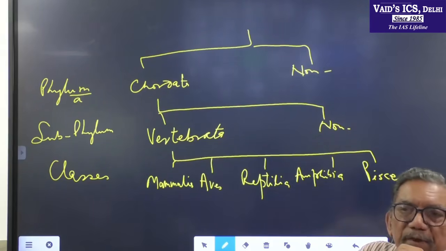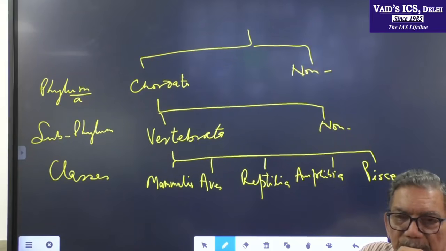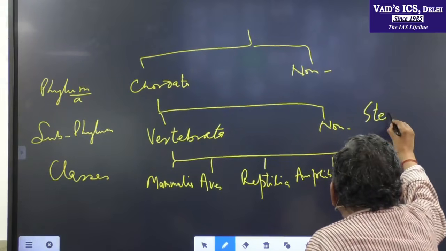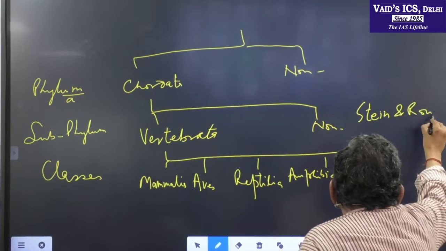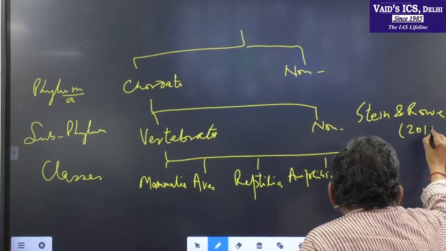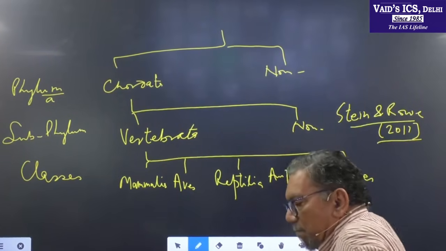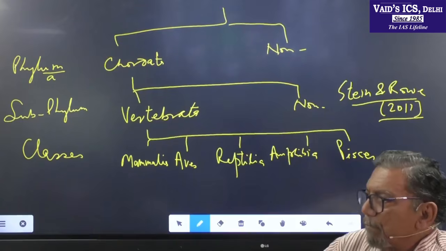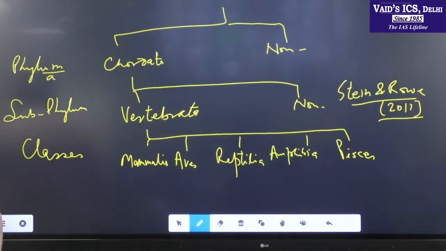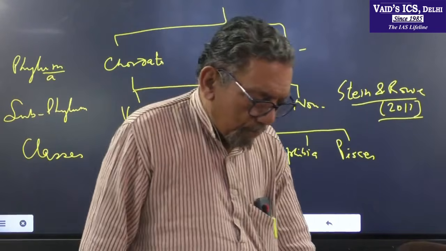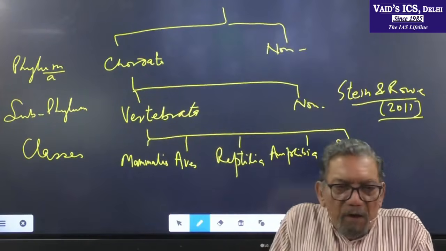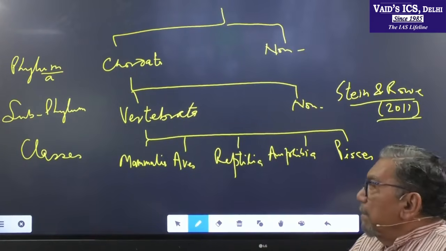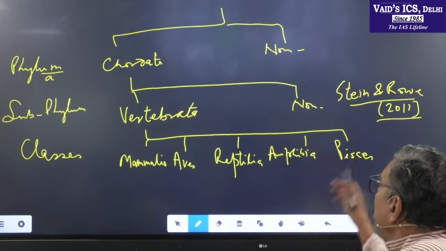And mammals have several orders. According to Steen and Rowe, in 2011 there are 43 orders. One of them is order primates.